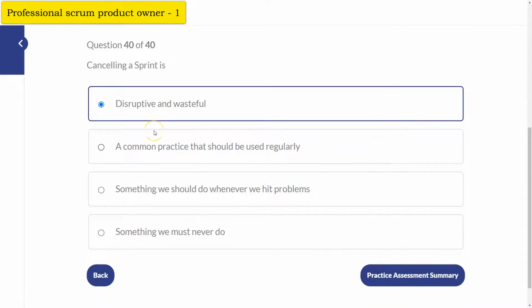Alright guys. So guys, here we are done with all 40 questions. Now we'll take a look at the answers, the description of the answers.